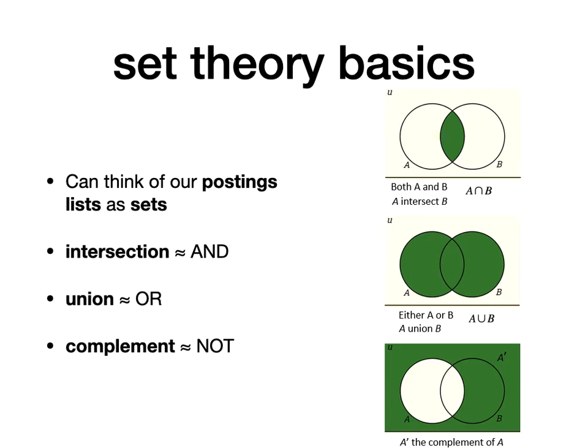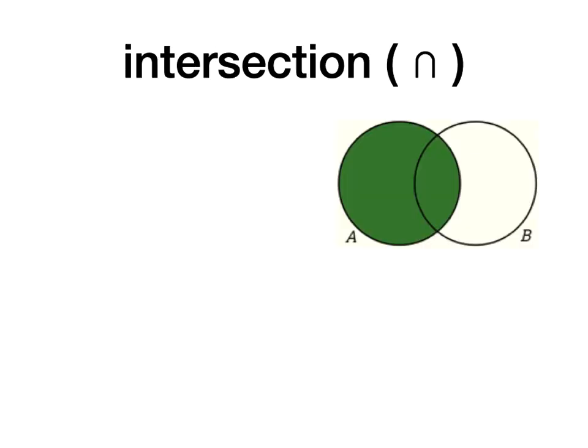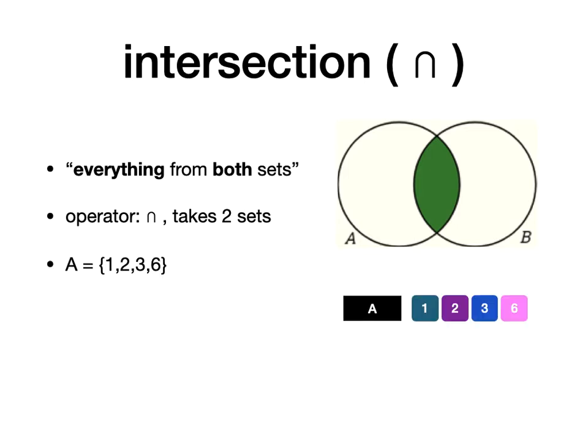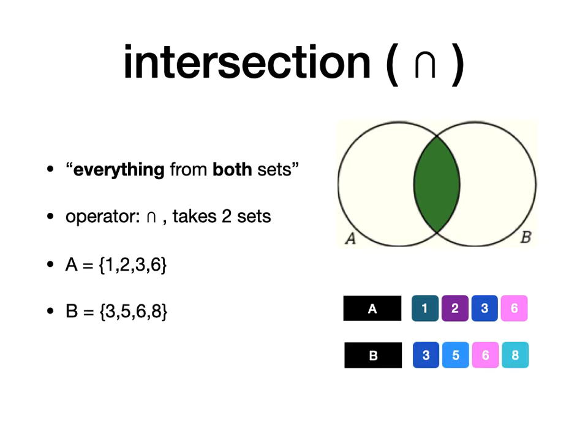So these are the three basics, and very similar to the Boolean operations we've looked at in the past. So let's look at each one. Remember, everything from both sets is intersection, and it uses this little upside down U, this sort of N-looking shape. So that's the operator. We will have intersection, and it takes two sets, right? So A has documents 1, 2, 3, and 6. B has documents 3, 5, 6, and 8.